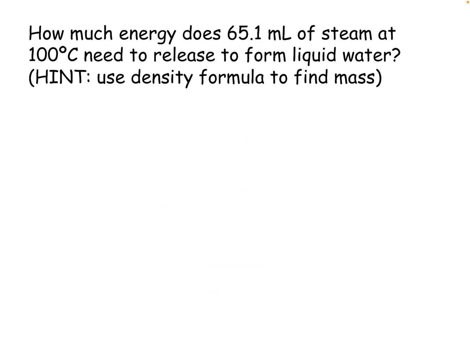How much energy does 65.1 milliliters of steam at 100 degrees Celsius need to release in order to form liquid water? Use the density formula to find mass, because I didn't give you the mass. I gave you milliliters, which is volume. So the density of water is 1, so that should be pretty straightforward: 65.1 grams.